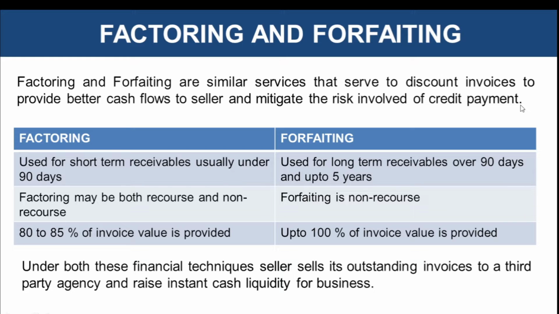So the seller can go to the third-party agency. He can ask for immediate cash payment in the business, and instead he will be providing the invoice which was generated in the buyer's name so that the third-party agency can collect the payment on the due date. I will be explaining the whole process with the help of a chart that has been prepared in the coming slides. So don't worry, let's see the differences between both the concepts.